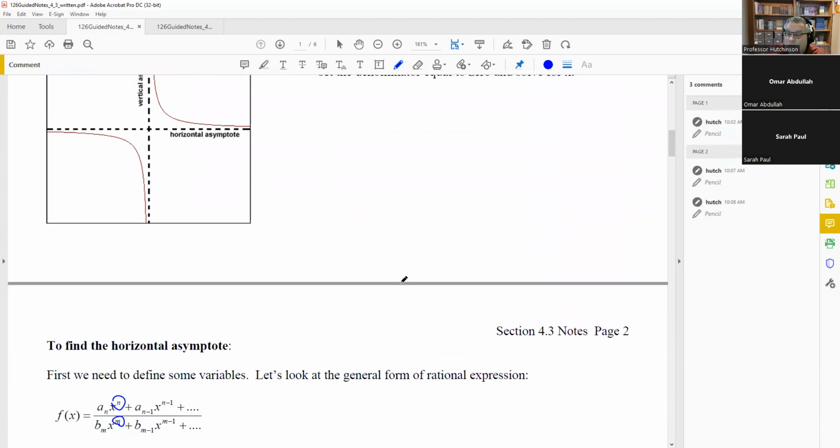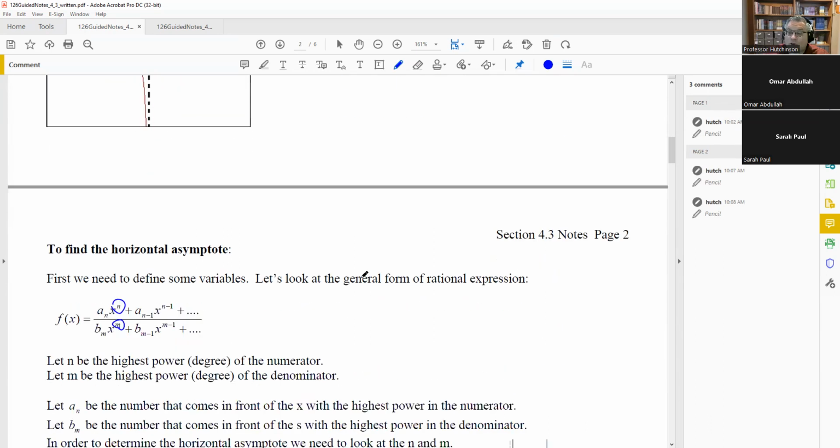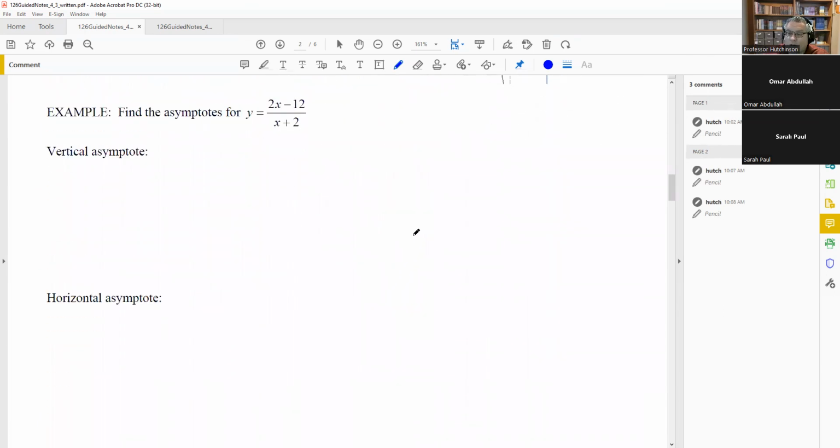And then the other way, if you want to find the vertical asymptote, set the bottom equal to 0 and solve for x. So that's the 2 ways that you find asymptotes here. So now we'll apply this to an example problem. This is the same problem we looked at earlier when we found the intercepts. So now we'll find the asymptotes for those.